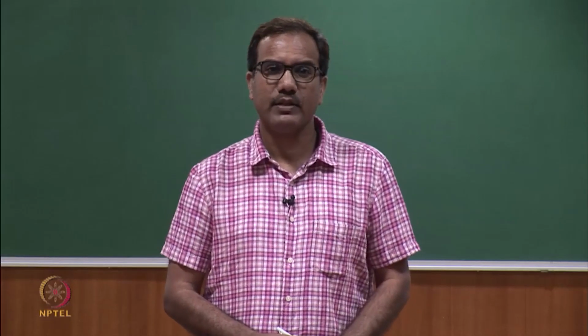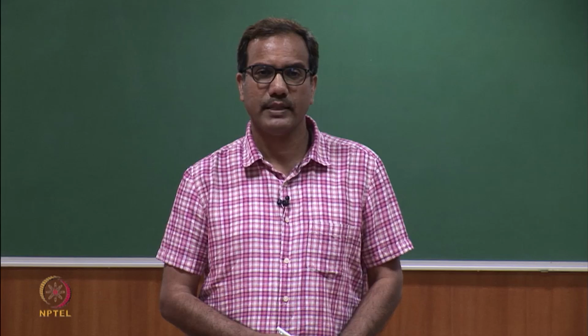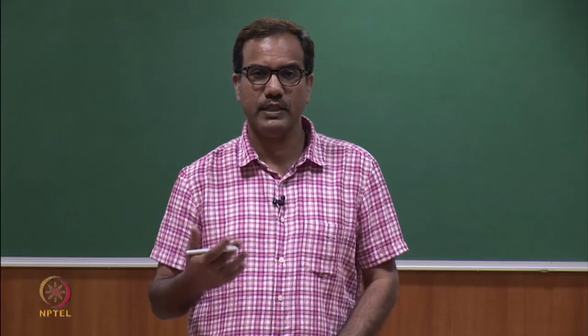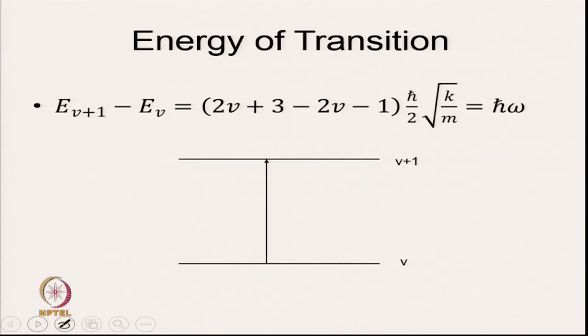And we can calculate the energy of transition. Suppose the transition is from level V to level V plus 1, then we simply get E(V+1) minus E(V). If you do that, you see that the 2V terms cancel out, and 3 minus 1 gives you 2. So the 2 cancels out, and this is simply h bar times the square root of k by m, where the square root of k by m is omega. So your delta E will be equal to h bar omega.